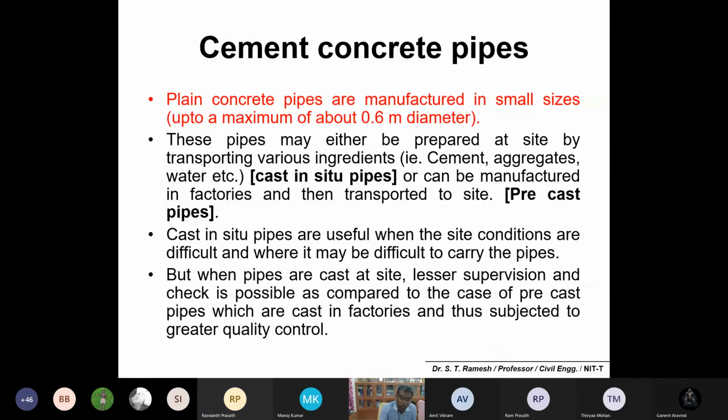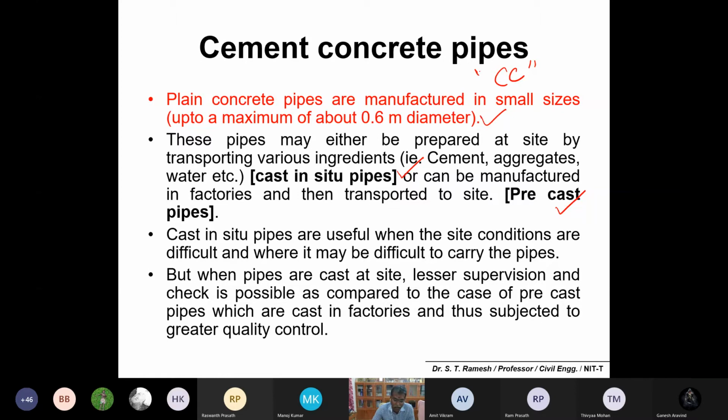Next one is about cement concrete, CC, pipes. Here you can go to a maximum of 0.6 meter in diameter, 60 centimeter as maximum. You can prepare the pipes in situ, or you can use precast materials also. Please make a note. Wherever the requirement, you can transport cement, aggregates, and water and cast it on the site, cast in situ, or based on your requirement, you manufacture cement concrete pipes and transport them to the required place.